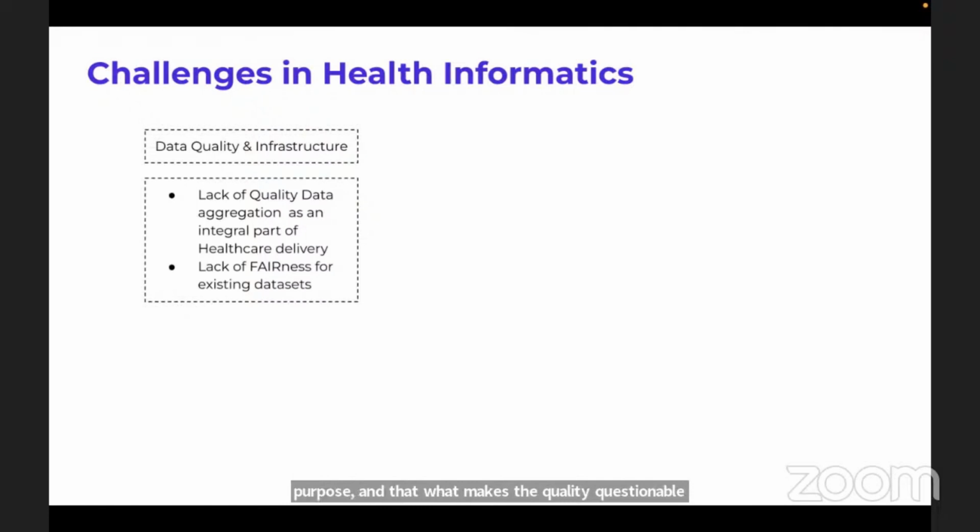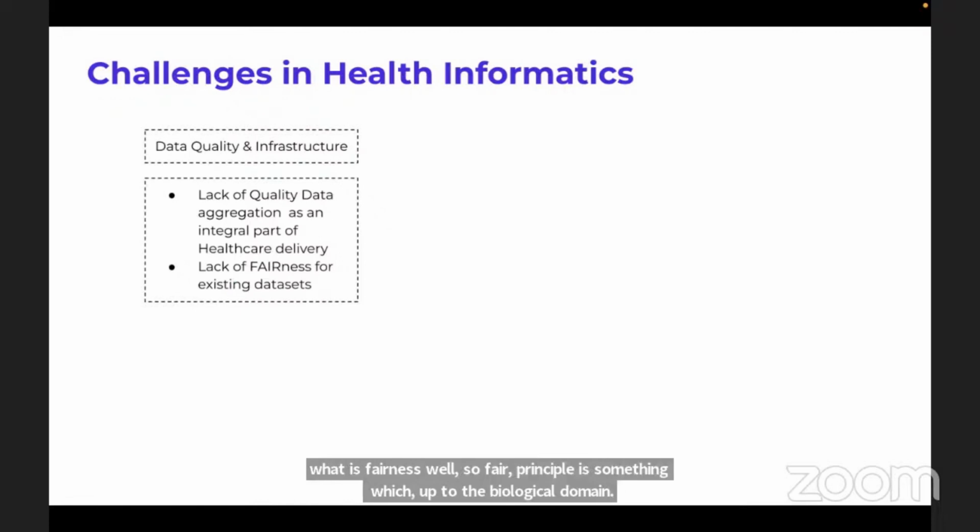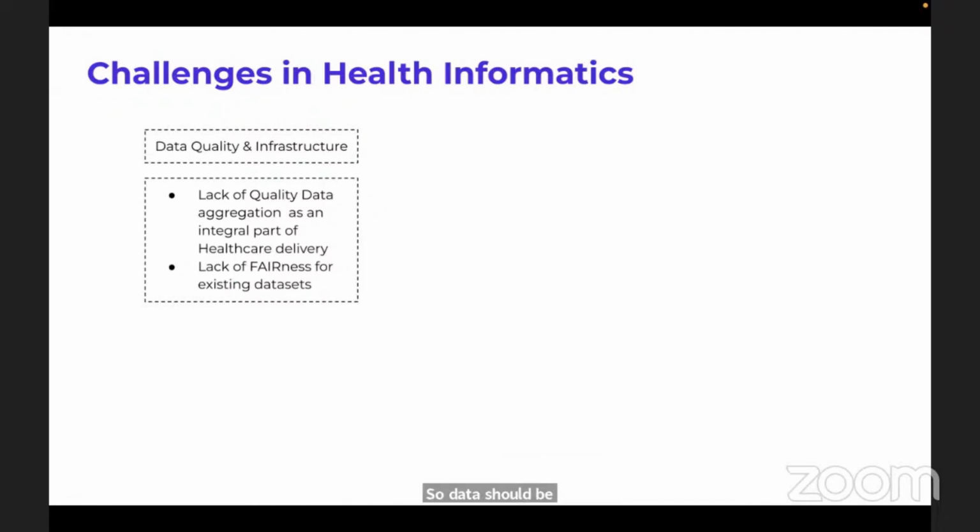So that's a big challenge, because any AI model, any ML model, you can't build a good AI or ML model with bad data. So the assumption is you are having very good quality data, and only then you can build a proper AI or ML model. And the next thing is the lack of fairness for healthcare datasets. So what is fairness? The FAIR principle is something which applies to the biological domain. So data should be findable, accessible, interoperable, and reusable.